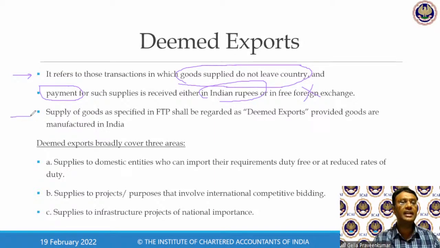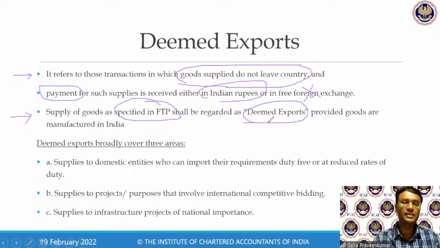So they say that those supplies which are regarded as deemed exports are specified in the foreign trade policy, with reference to this particular page number 9.52. Page number 9.52 has defined some supplies as deemed exports under your chapter 7. What are those? Supplies to a DTA who is holding this advance authorization.